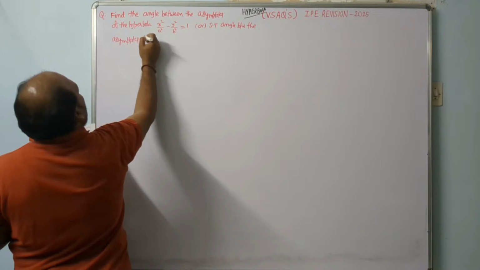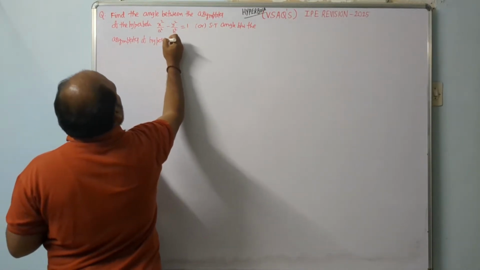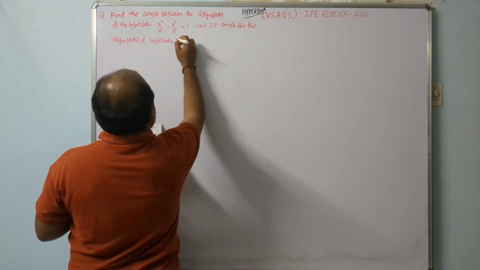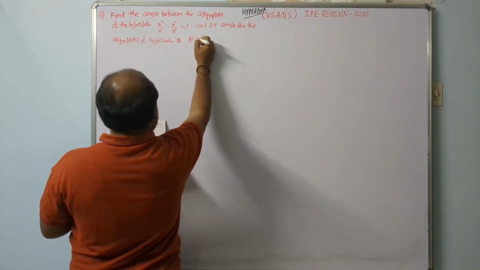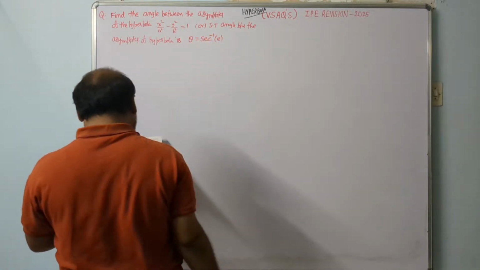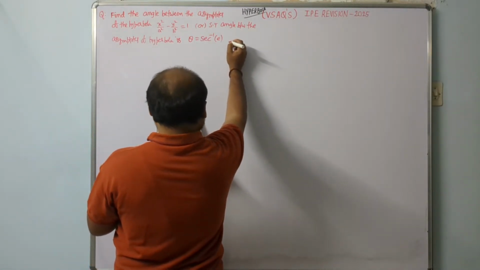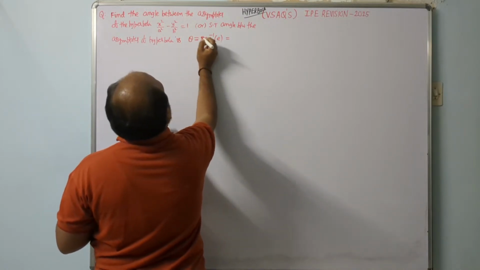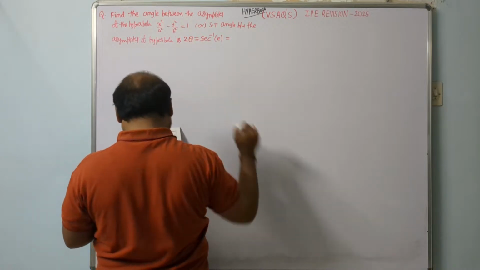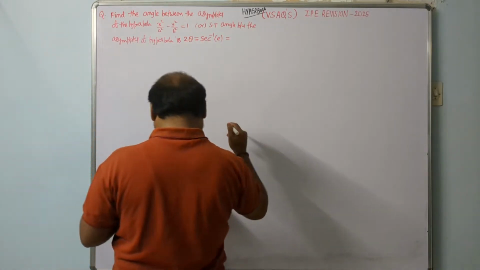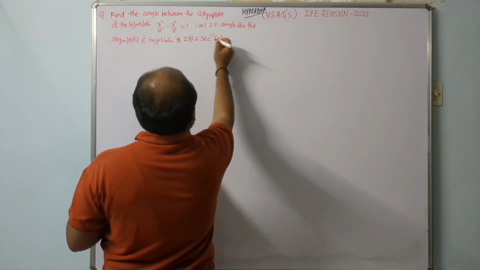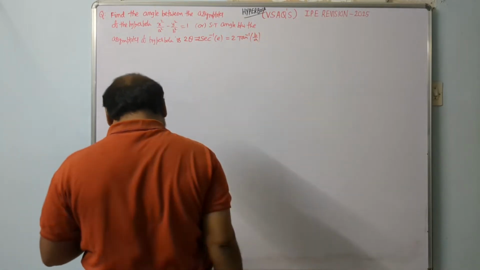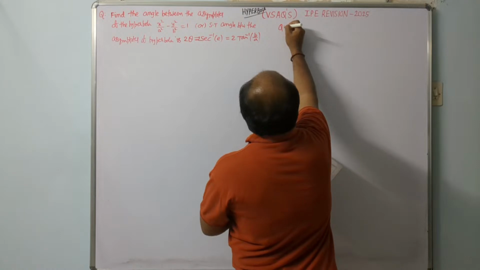The angle between the asymptotes of a hyperbola is theta equal to secant inverse of E, otherwise 2 theta equal to 2 secant inverse of E, otherwise 2 tan inverse of b by a. Any one of them they will ask. Based on this, again one question, dear students.